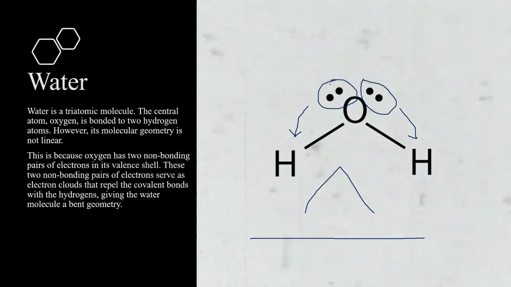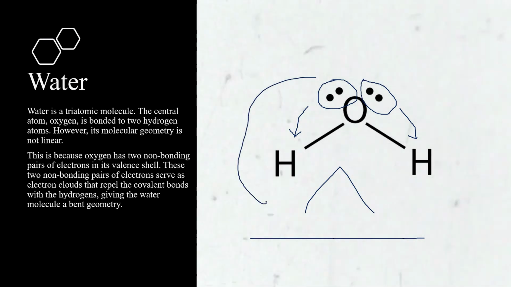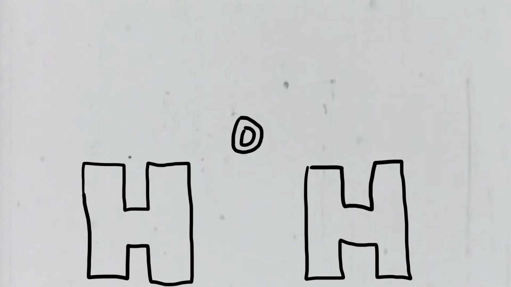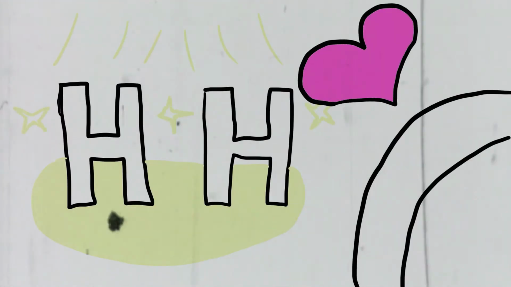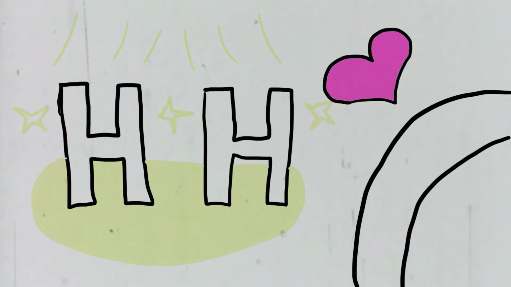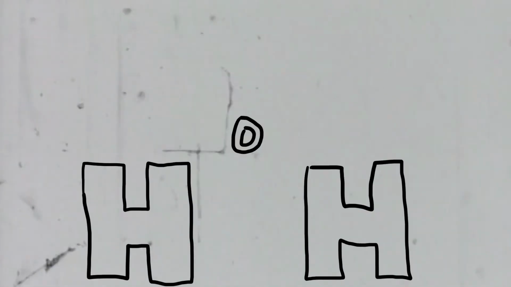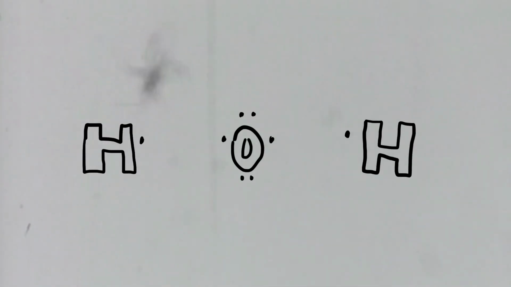Now, what is the total dipole moment on this water molecule? Let's see. So we have oxygen and it has 6 valence electrons and it's missing 2. Thankfully it sees 2 lovely hydrogens and it immediately falls in love. Why? Well, that's because the hydrogens have 1 valence electron each and are missing 1. The oxygen slides in, they all fall in love and form covalent bonds.